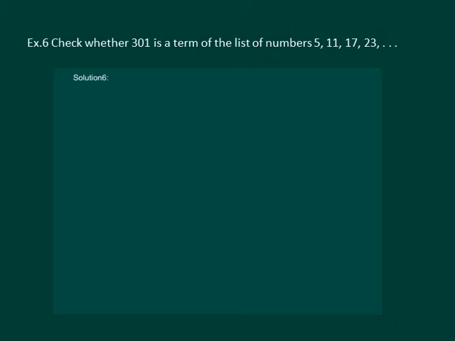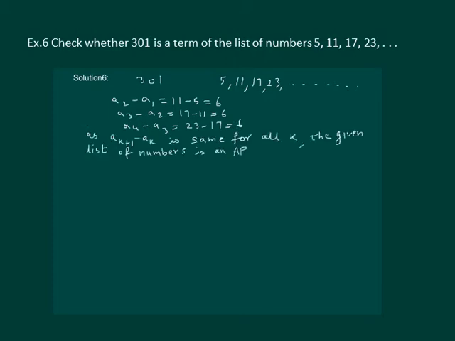Let us read the question. Check whether 301 is the term of the list of numbers 5, 11, 17, 23, and so on. We start the question by checking whether the given list of numbers is in arithmetic progression. We start with a2 minus a1 is equal to 11 minus 5, which is equal to 6. a3 minus a2 equal to 17 minus 11, which is 6. a4 minus a3 equal to 23 minus 17, which is also equal to 6. So we can see as ak plus 1 minus ak is same for all values of k, the given list of numbers is an arithmetic progression.